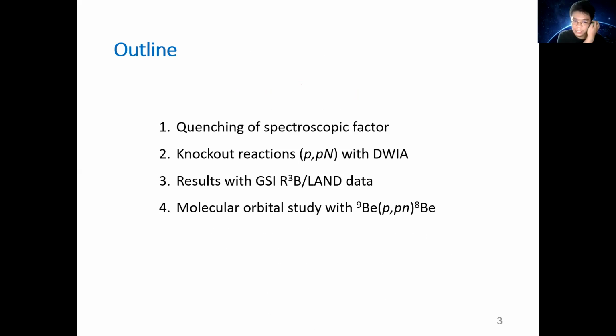So the outline of my talk today will mainly focus on two topics. Most of my talk will be on the topic of quenching of spectroscopic factors using the (p,pN) reactions and analyzing the data at GSI. And then I will spend some time talking about my latest research on the molecular orbital study using the (p,pN) reactions on beryllium-9.